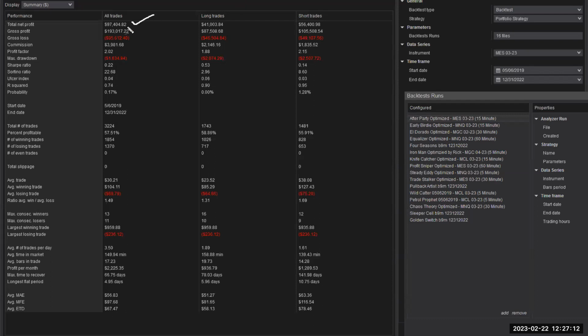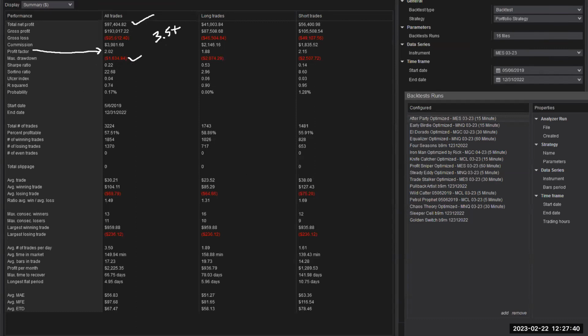Total net profit of almost 100K over 3.5 years. Well, it's actually like 3.7. Max drawdown, less than 2,000. Actually, it's less than 1,700. And look at your profit factor. It's actually above 2.0, so it does slightly better than my 19 bot, because I've optimized some templates in here recently.